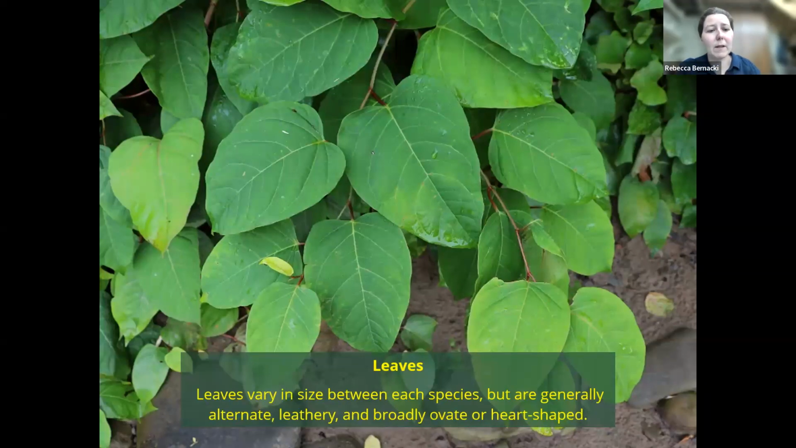The leaves of knotweed are going to vary in size between species. So Japanese knotweed is going to have a length of about 6 inches, where giant knotweed is going to have a length of 12 inches, and Bohemian knotweed is going to have a length of about 9 inches, which is directly between those two. Remember, it's a hybrid. These leaves are going to be alternate on the stems. If you see the picture here, they're not directly across from each other. They're very leathery in texture, and they can vary in shape from broadly ovate to more heart-shaped, depending on species.